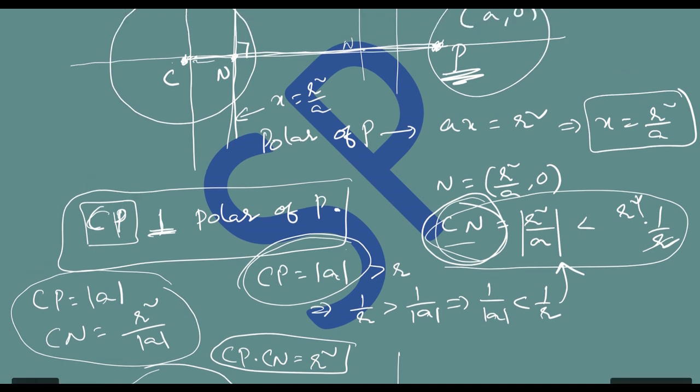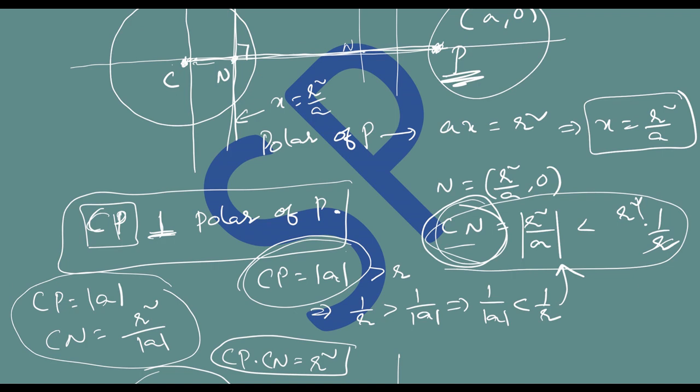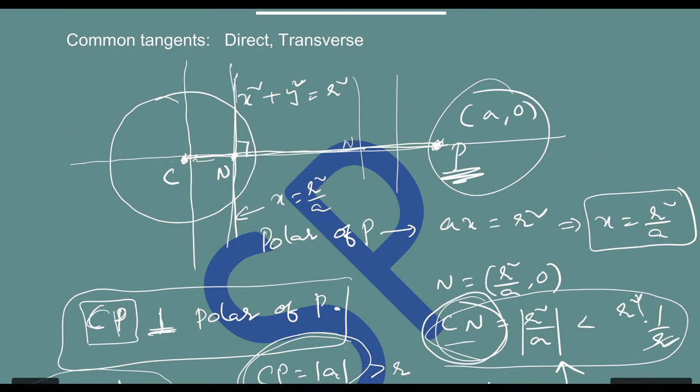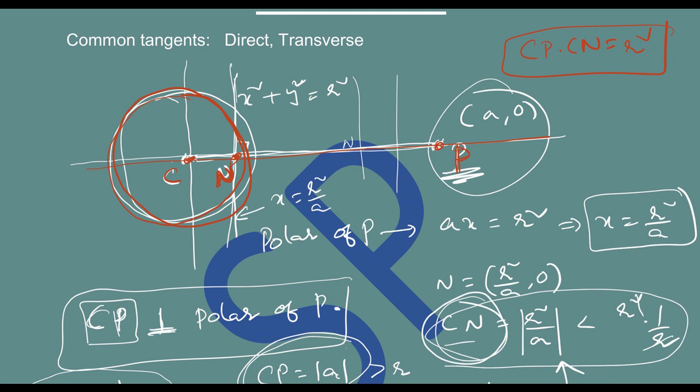Remember this story? If you have a circle with center C, and you can find 2 points P and N, earlier we called Q, such that the 3 points are collinear and P and N lie on the same side of C, and such that CP into CN is equal to R square, then we called P and N inverse points. So this gives you another point also.